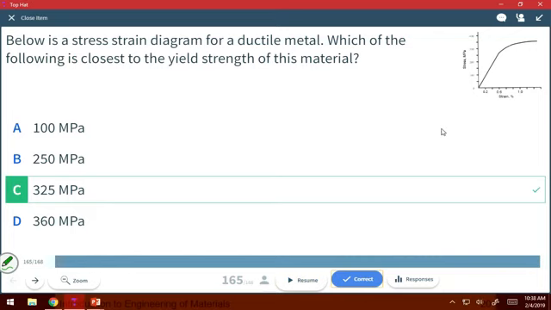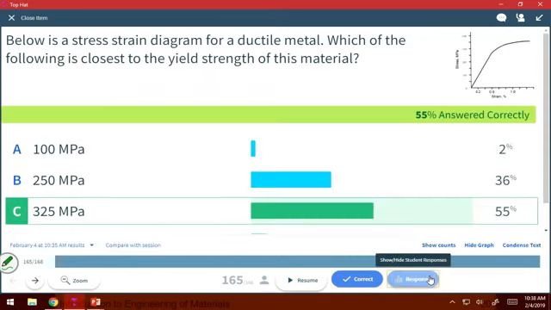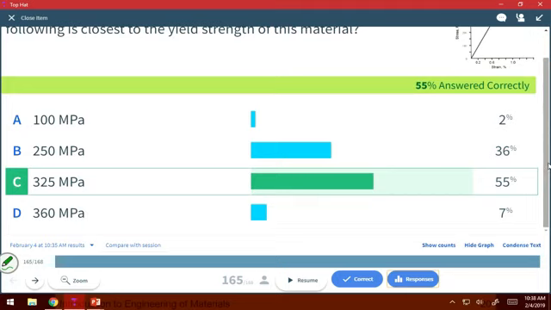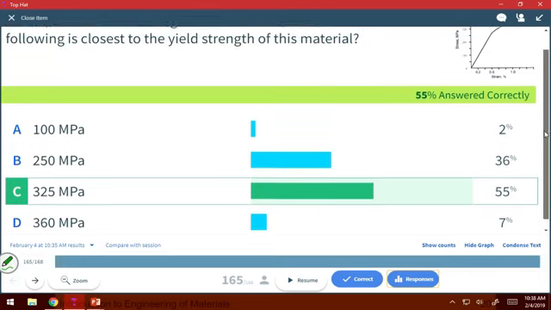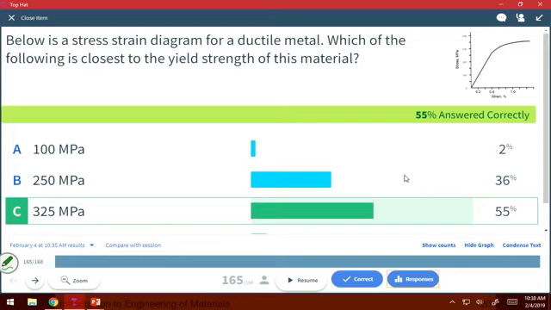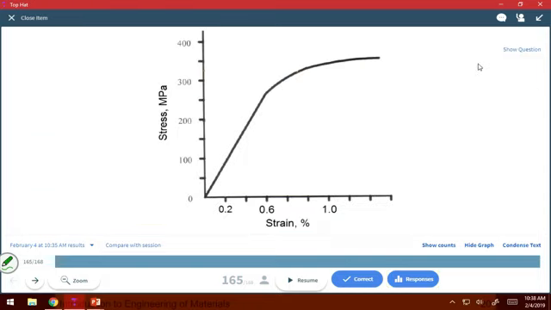Okay, so the answer is 325. Let's see what the distribution looks like. All right, actually the majority of you did get it right, but there were 36% of you that said 250. So for those that answered 325, could you share your thought process? One of you? Yes. On the previous slide, you said for plastic strain was 2%. So 0.2. Moved over 2% and recreated the slope, and where it intersected with the curve was the yield strength.